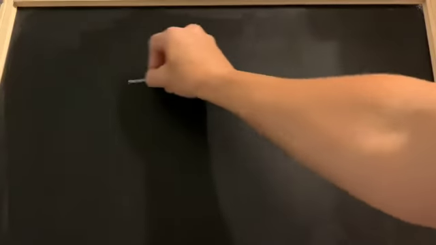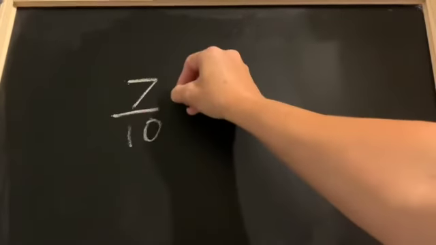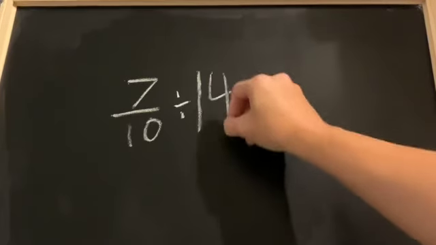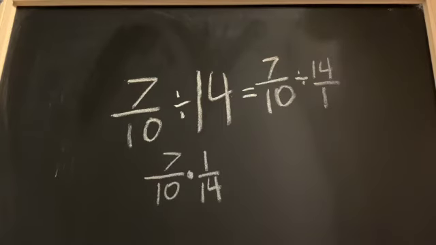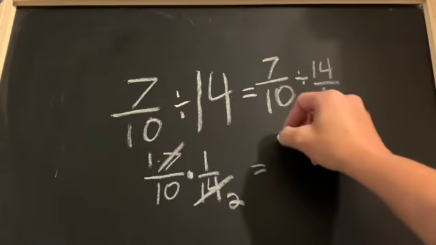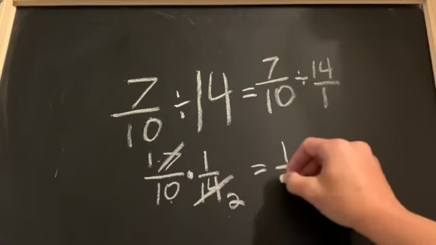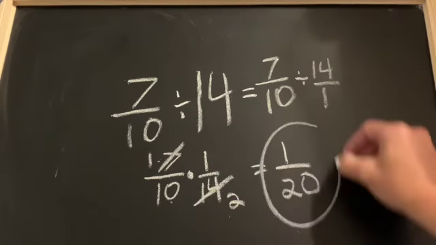So let's try another one. 7/10 divided by 14. That would be 7/10 divided by 14/1. We can solve this division problem by multiplying 7/10 by the reciprocal of 14/1, which is 1/14. And to make it easier, we can factor out the primes. 1 times 1 is 1, and 10 times 2 is 20, so our answer is 1/20.